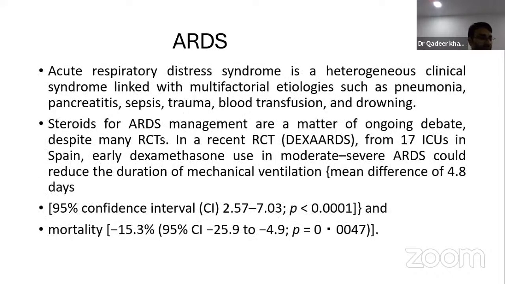The other group of patients where we consider the use of steroids is ARDS. We all know that ARDS is a heterogeneous clinical condition with multifactorial etiologies, based on extrapulmonary and pulmonary causes. Steroids for ARDS management are a debate. In recent RCTs like DEXA-ARDS, a Spanish trial conducted in 17 ICUs, early dexamethasone was used. Early means the first 5 days or first 7 days. It was used in moderate to severe ARDS. They defined severe ARDS as PF ratio less than 200, FiO2 requirement of 0.5, and PEEP of more than 10 for more than 24 hours.